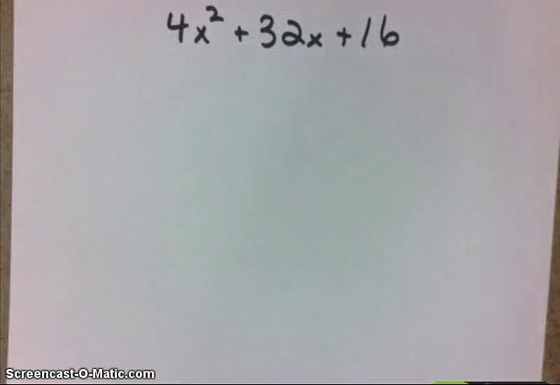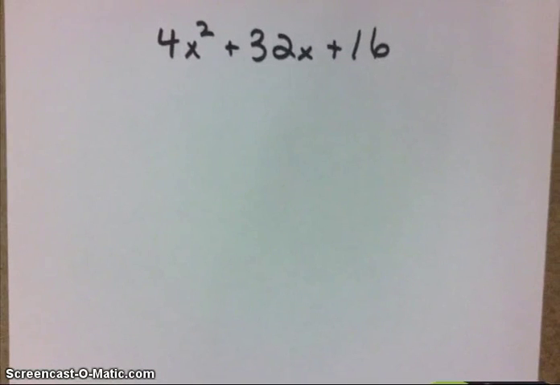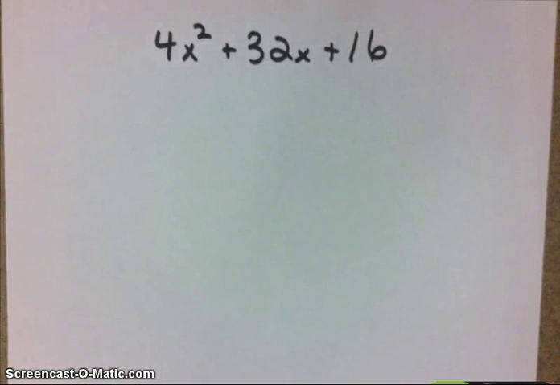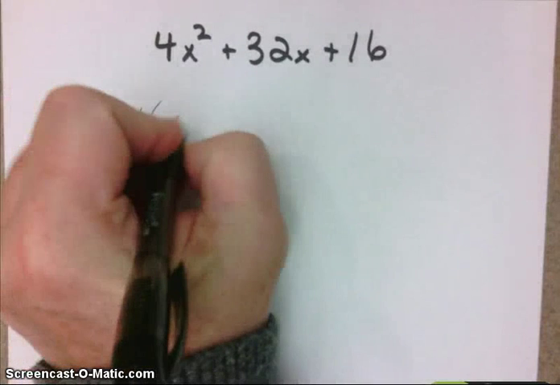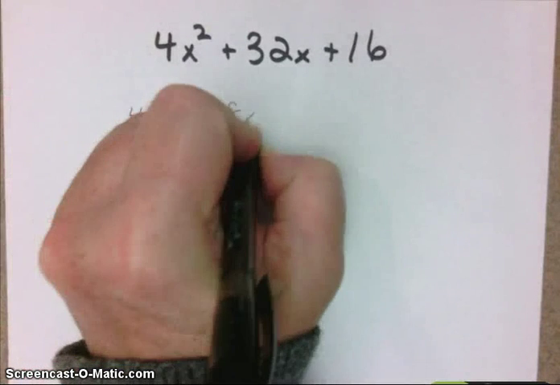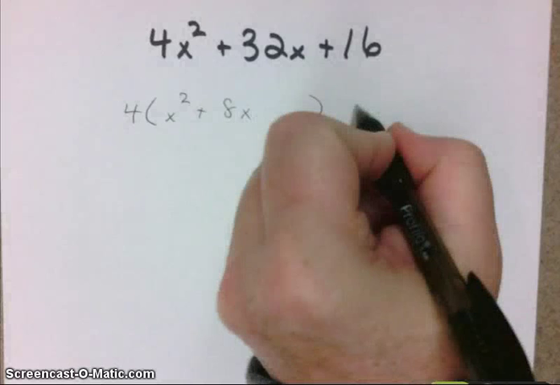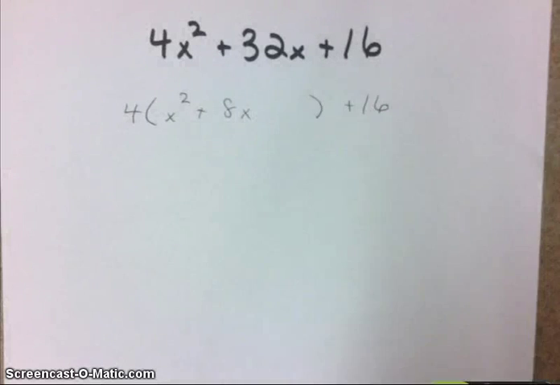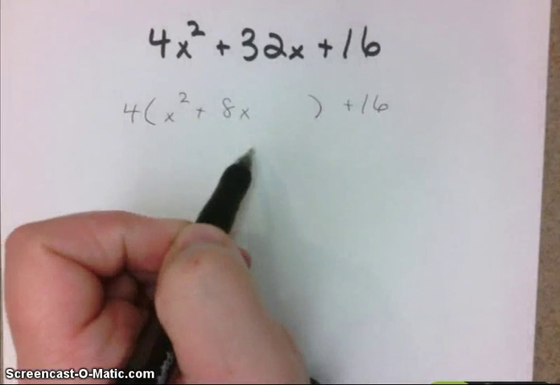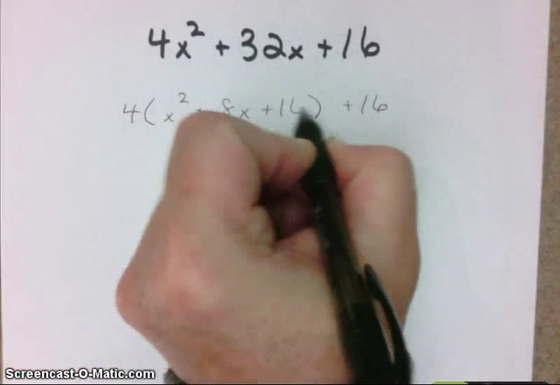Hopefully you're starting to feel these and they're starting to speak to you a little bit and you're getting yourself into a routine. Last one we're going to do. So we're going to take out that 4. We're going to call this x squared plus 8x. And then we're going to leave this 16 there. We're going to divide b, which is 8, by 2 and then square it, so we're going to add 16.